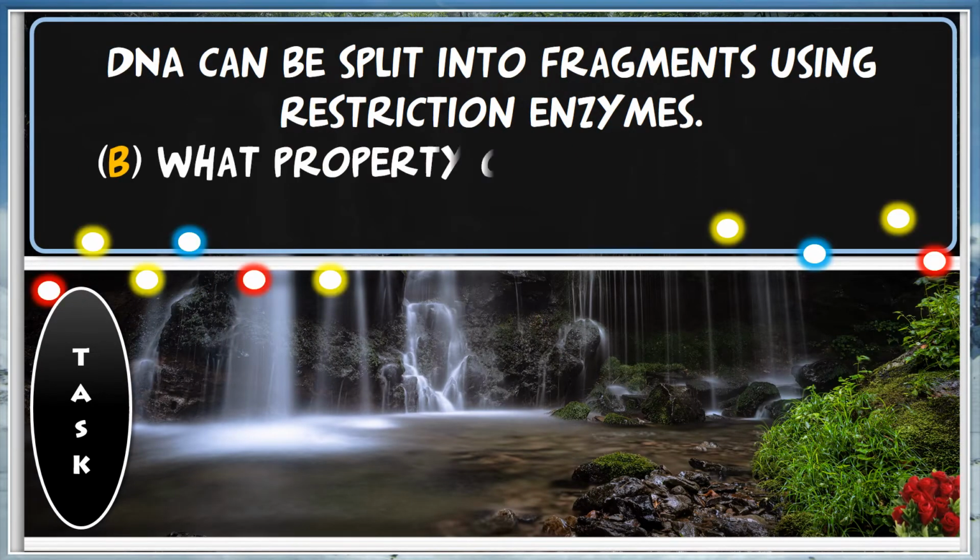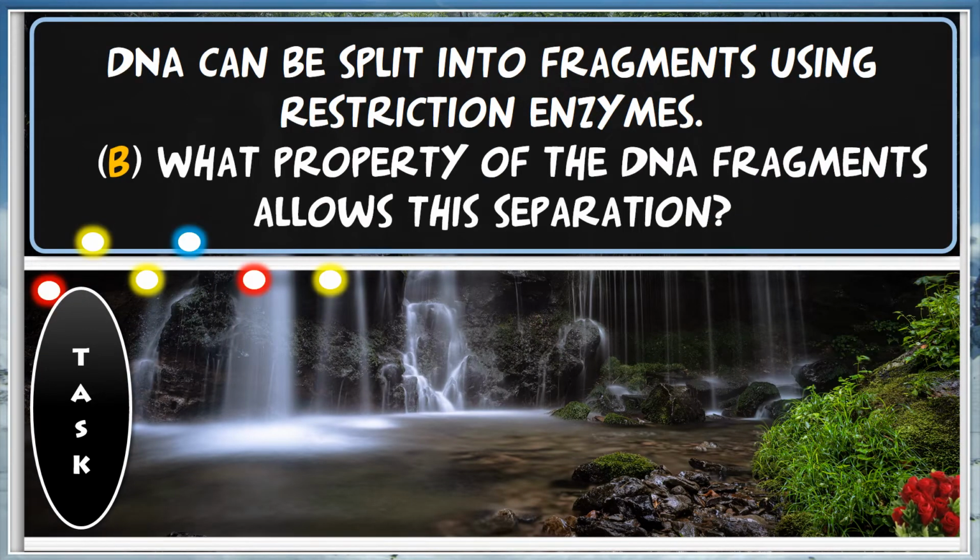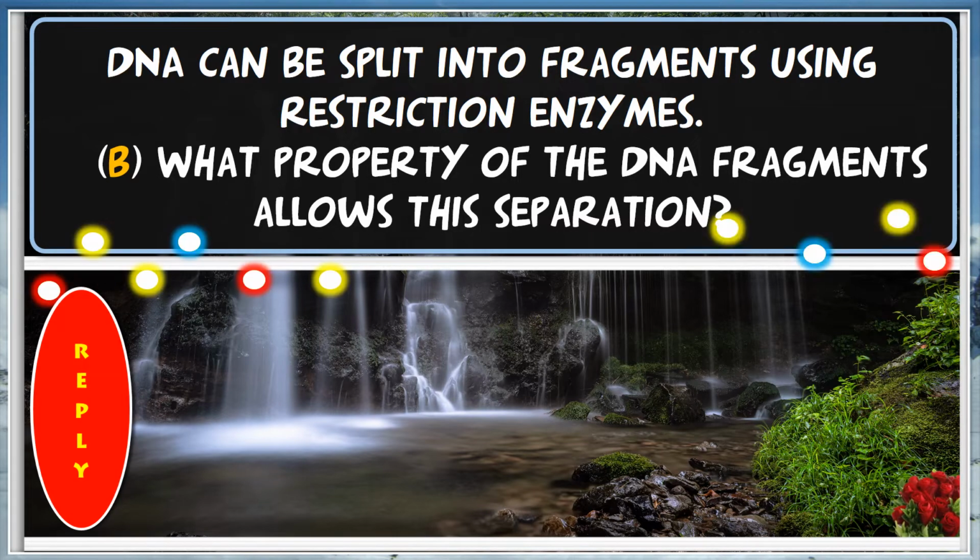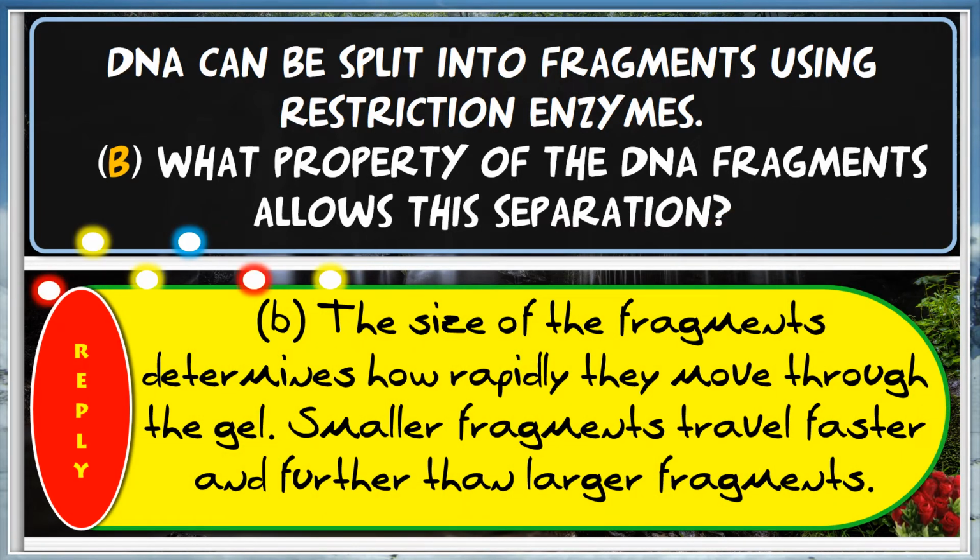DNA can be split into fragments using restriction enzymes. Part B. What property of the DNA fragments allows this separation? The size of the fragments determines how rapidly they move through the gel. Small fragments travel faster and further than larger fragments.